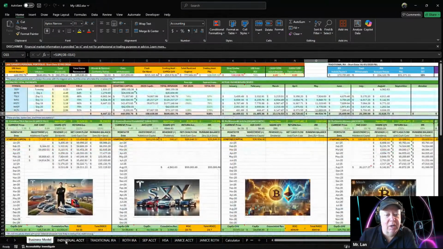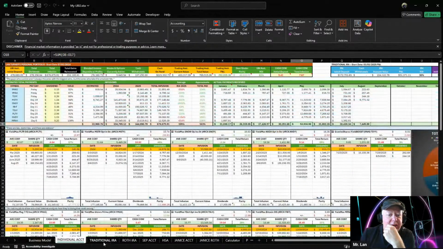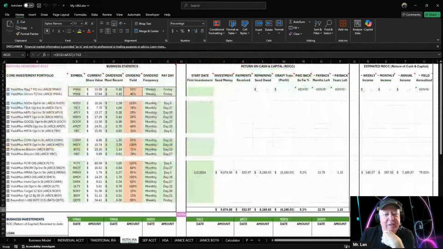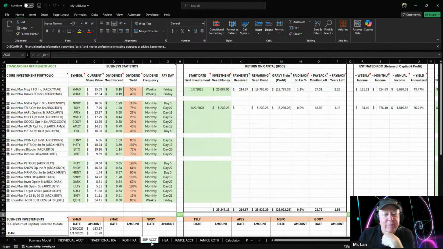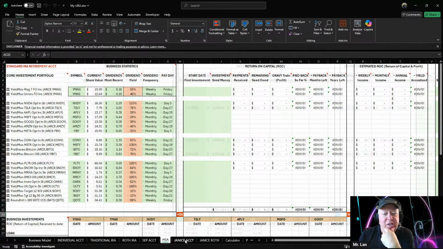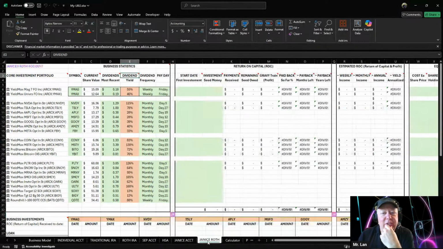So here's my business model one for my individual account. Here's my one for my traditional IRA. Here's my one for my Roth. Here's one for my SEP. Here's one for my HSA. Here's one for Janice's account, my wife's account. And as you can see, as you go back, they're older and older and older iterations, because you have to have one spreadsheet for each portfolio.